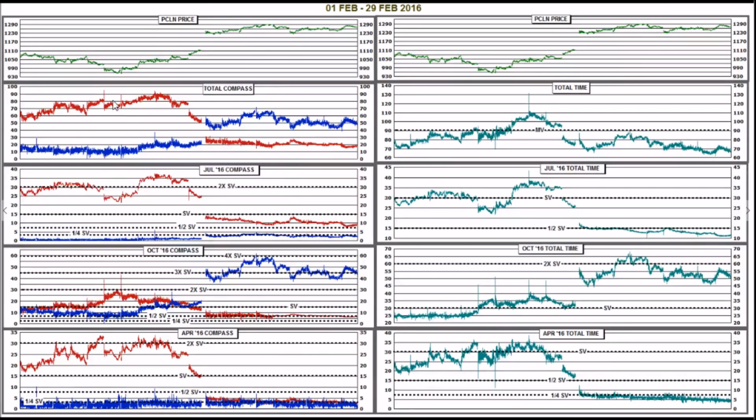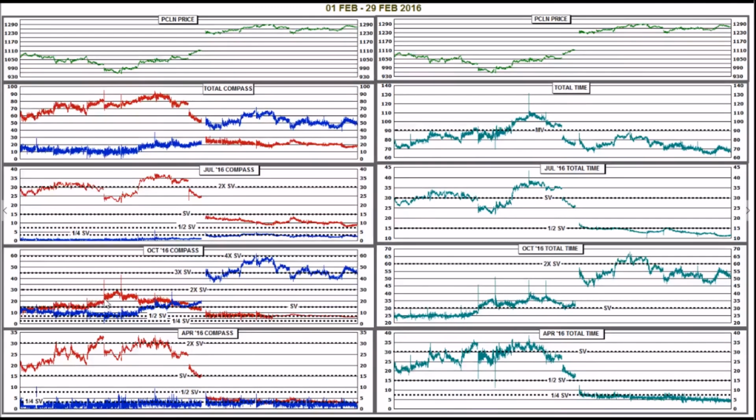The total compass is the sum of all 3 cycles. And what do we observe? We observe red over blue, which means that the 1-to-1 will line up. Pcln from this point has to reverse. Then we go down to July. What do we see? Red's above blue. The stock has to go up.